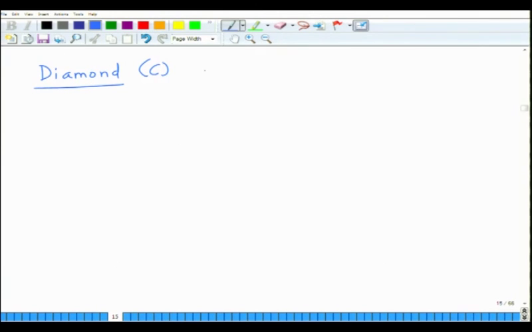In the next lecture we will discuss another form of carbon, which is again a covalently bonded solid, and that is diamond, which is an sp3 hybridized material, and perhaps we will also look at some other structures of carbon if possible. Okay, thank you.